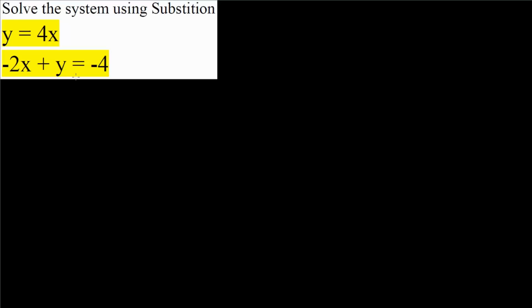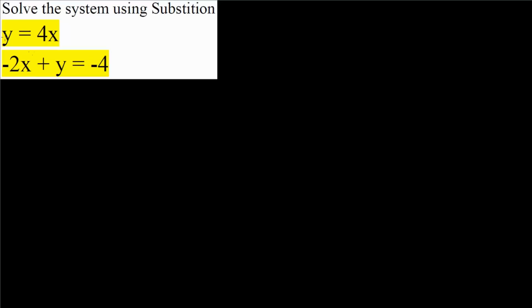In this video, we will solve systems of equations using the substitution method. In the first equation, we have y is equal to 4x. The second equation is minus 2x plus y is equal to minus 4. What we want to do for this problem is find a value for x and y where both of these equations will be true. And we'll solve this problem using the substitution method.